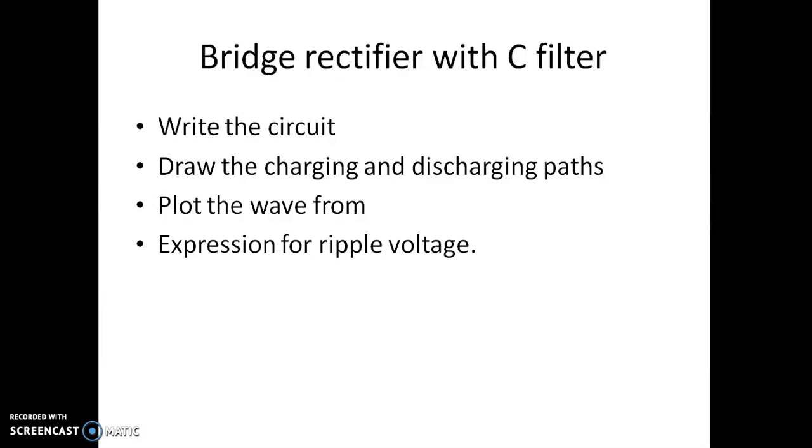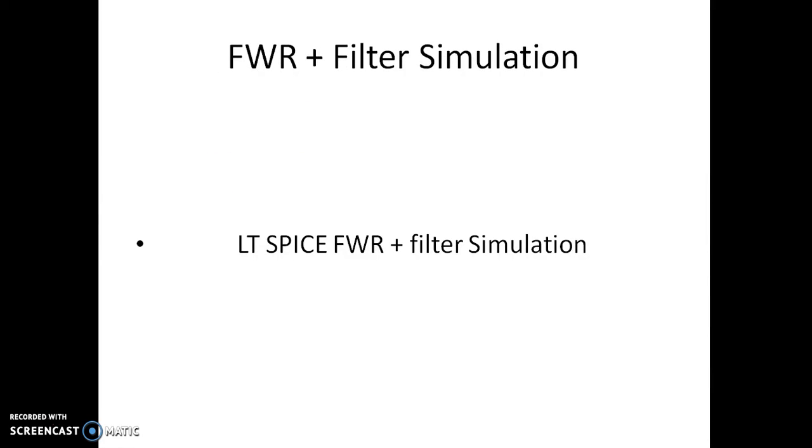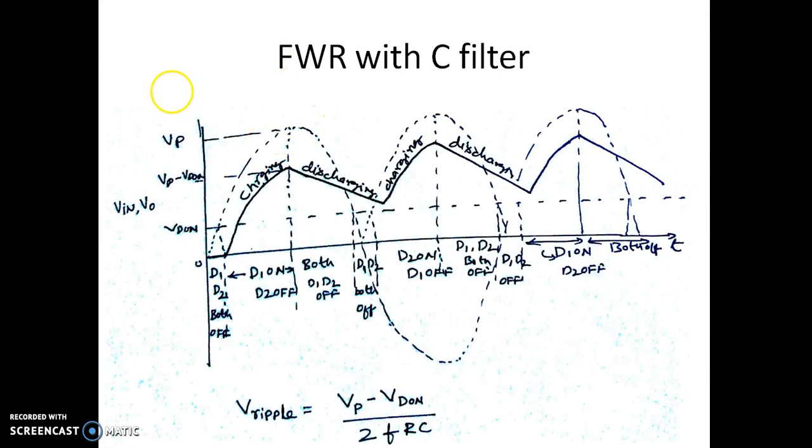And this is a bridge rectifier with C filter. What I request all of you is that you already know the bridge rectifier circuit. We have seen the rectification, and I request you to write the circuit diagram of a bridge rectifier with C filter. The only thing is that you are supposed to put a capacitor C across that load resistor R, and you can certainly draw the charging and discharging waveform as it is shown here.